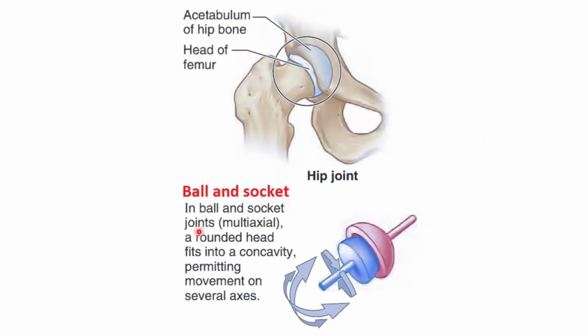And this is, you could see, the schematic diagram. In a ball and socket joint, which is multi-axial, a rounded head fits into a concavity permitting movement in several axes, right? This is the concavity. You could see the socket, and this is the ball. So the ball and socket movements, and these are the movements taking place in various directions.